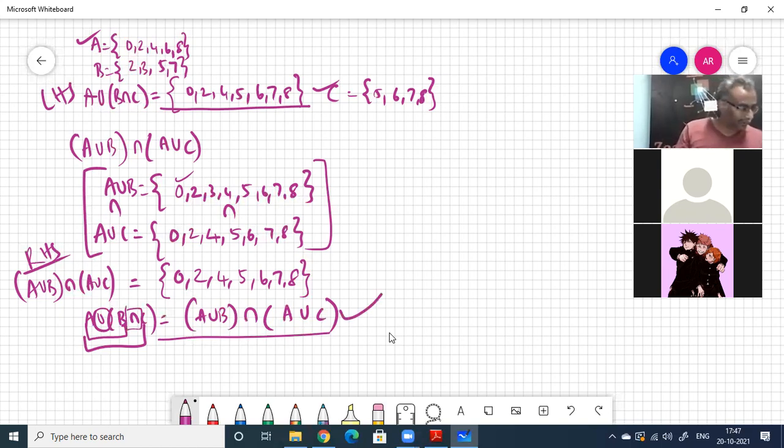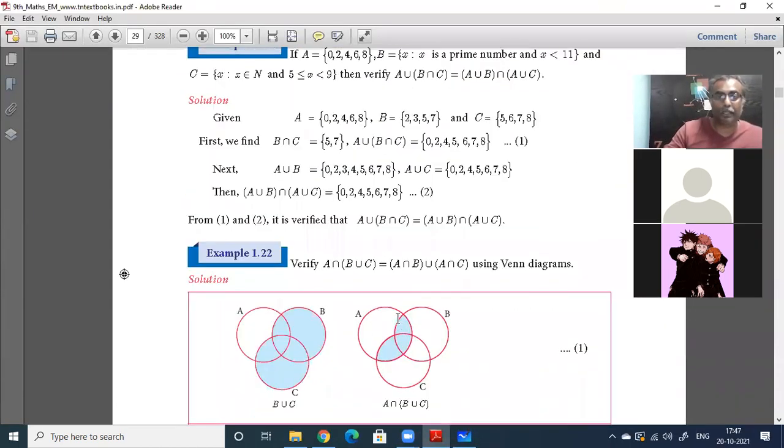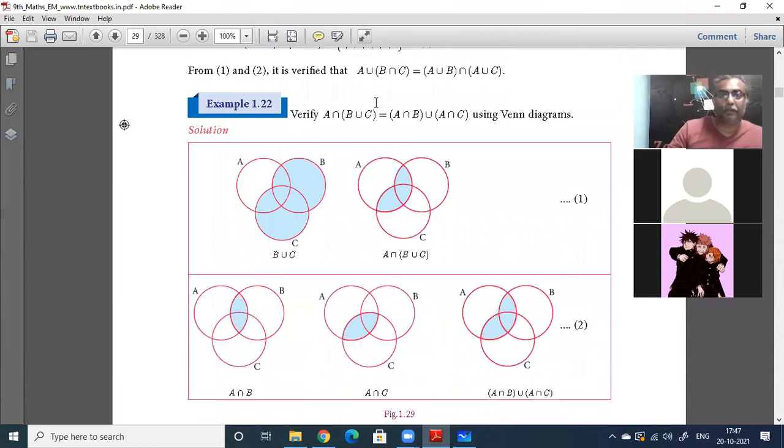Okay, very good. Let us do it with the Venn diagram verification. For Venn diagram verification, you have to do the steps. You simply cannot give the final diagram. Verify A intersection B union C is equal to A intersection B union A intersection C, using Venn diagram.